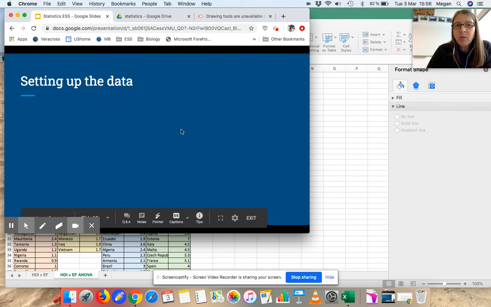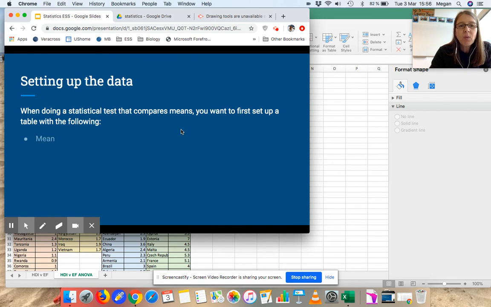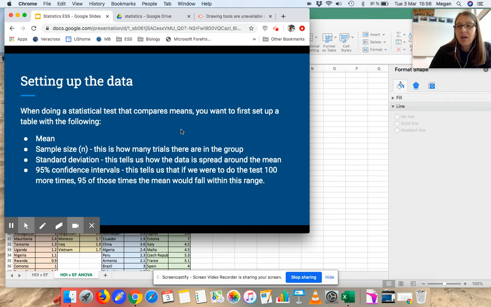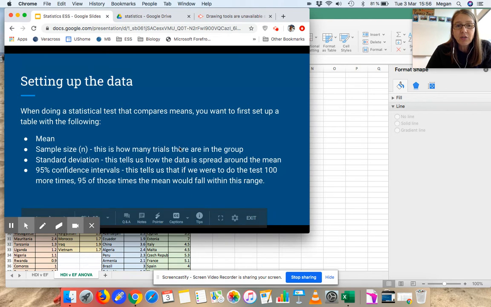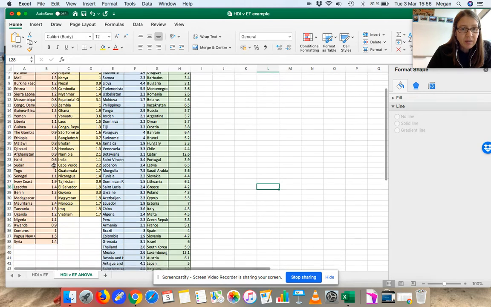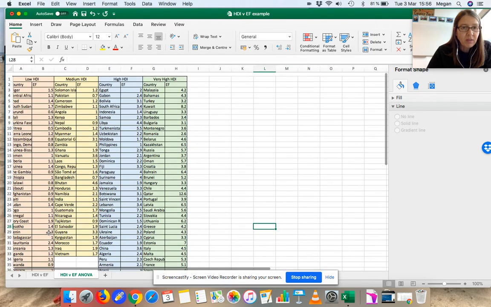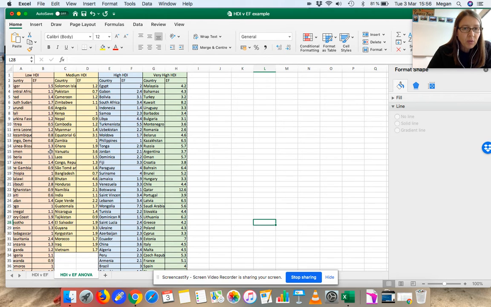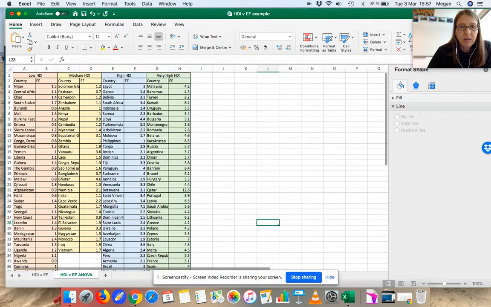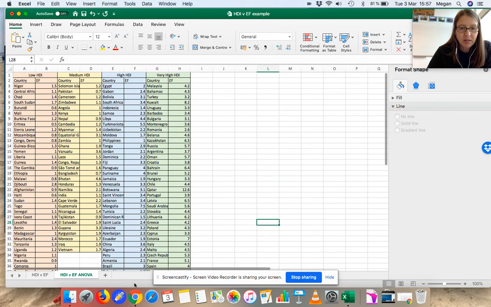But before we run it, we're going to set up the data and graph it. So when you're setting up the data, when you're comparing means, you want to record the following for each group. You need the mean, the sample size, the standard deviation, and the confidence intervals, okay? And the sample size is just how many are in each group. So the sample size for these would be how many countries are in this group. So it looks like there's 36. So if you were to go through and count how many different countries are here, there's about 36. And here there's probably about 31, so on and so forth. So we would count how many are in each of these.